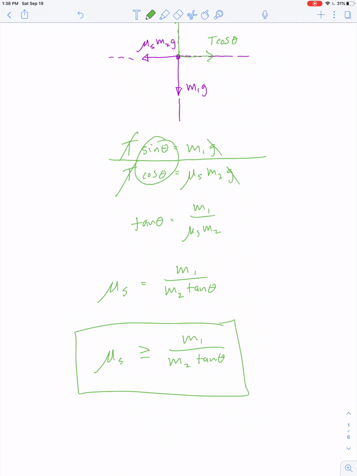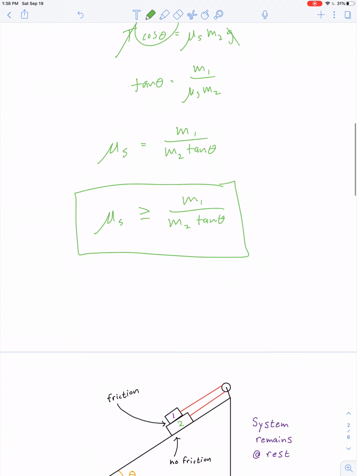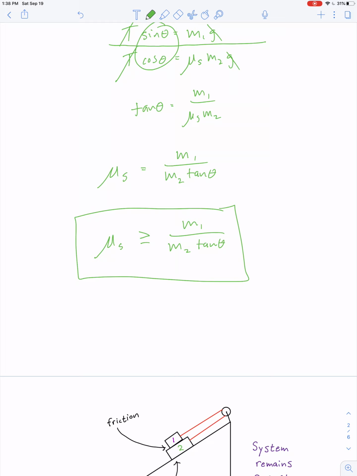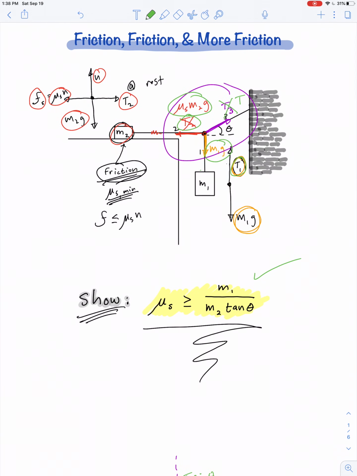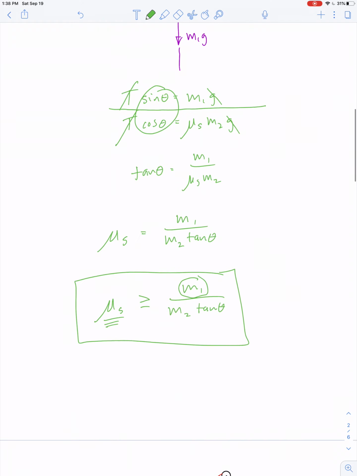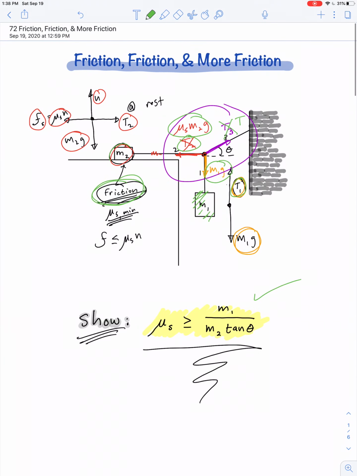Now, does that match what we were out to prove? Sure does. And let's think about that. This says as M1 gets greater and greater, the amount of friction you would need to hold the system at rest also gets greater. And that's definitely the case. The more weight you hang here, the more friction you would need here, right? Likewise, with M2 in the denominator of this equation, as M2 gets larger and larger, you need less coefficient of friction. And that's just because the heavier this weight is, the greater the amount of contact force it would have with the desk, and therefore the greater the amount of frictional force.